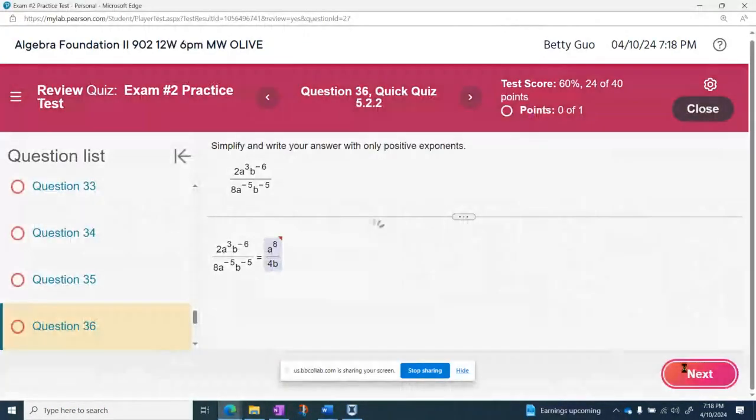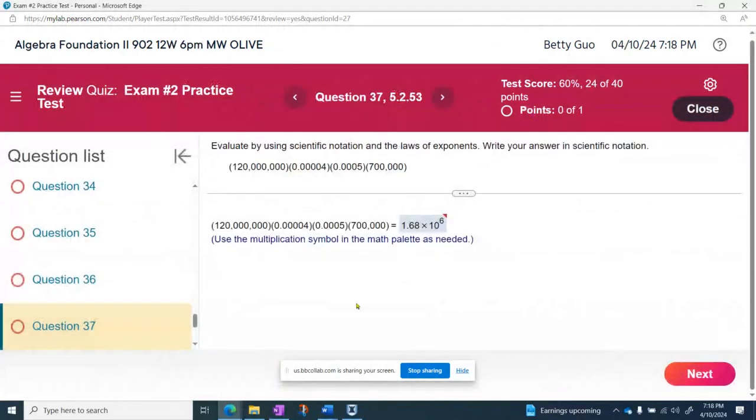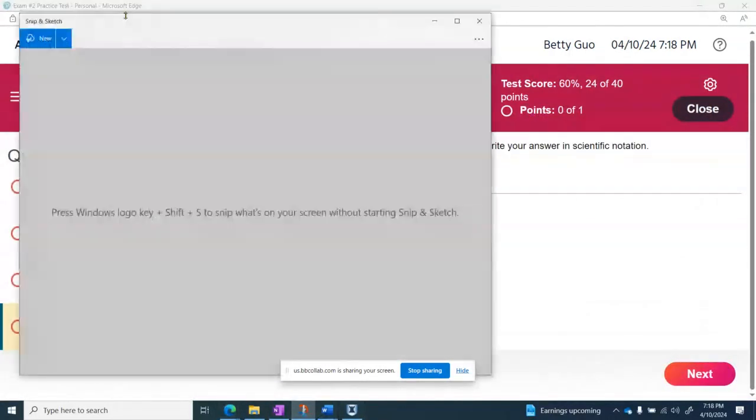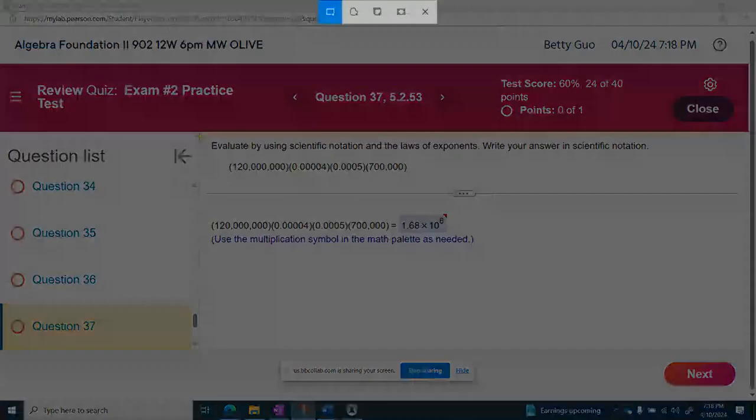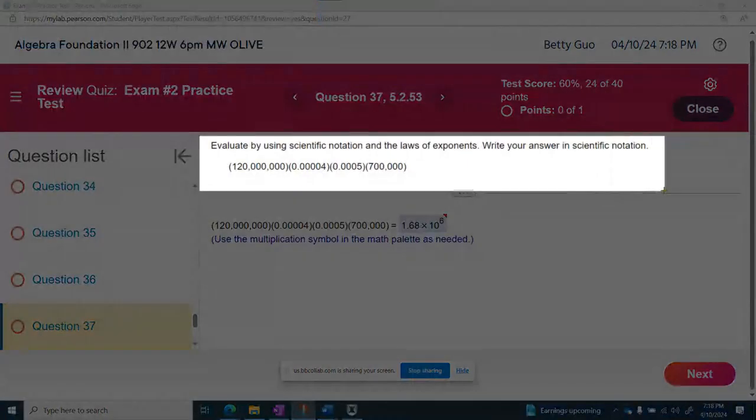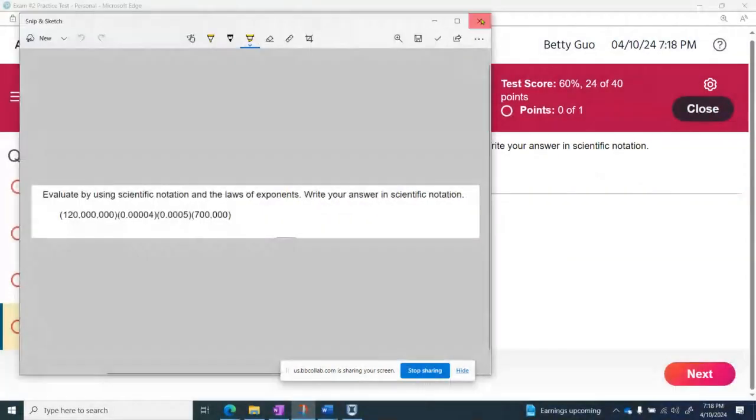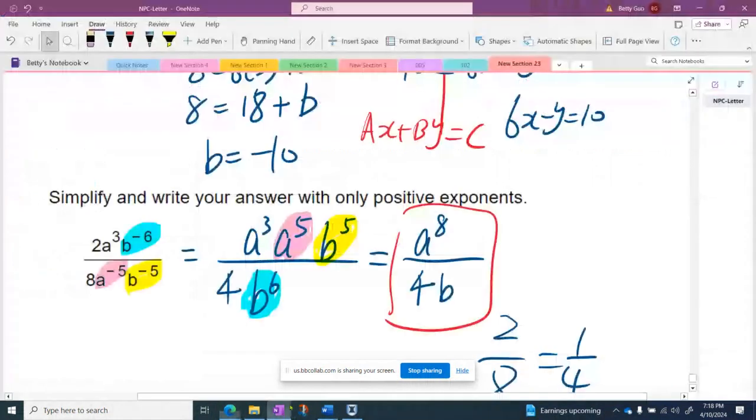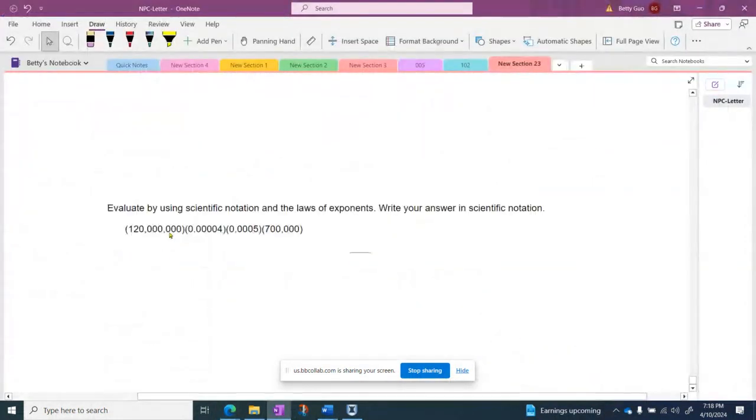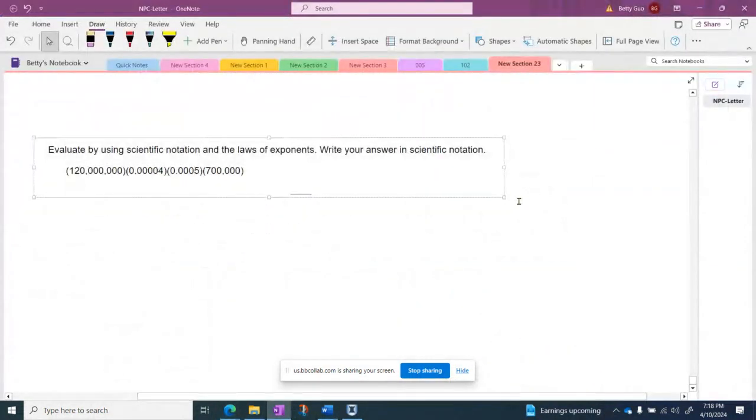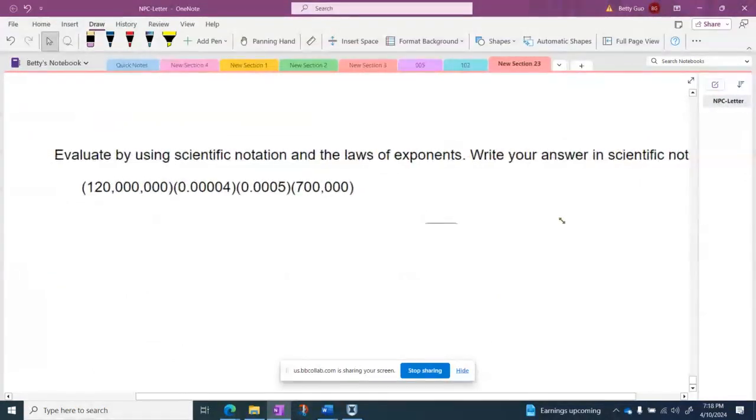Next, let me copy paste. Evaluate by using scientific notation. Okay, and the laws of exponential expressions, or the laws of exponents. Write your answer in scientific notation.